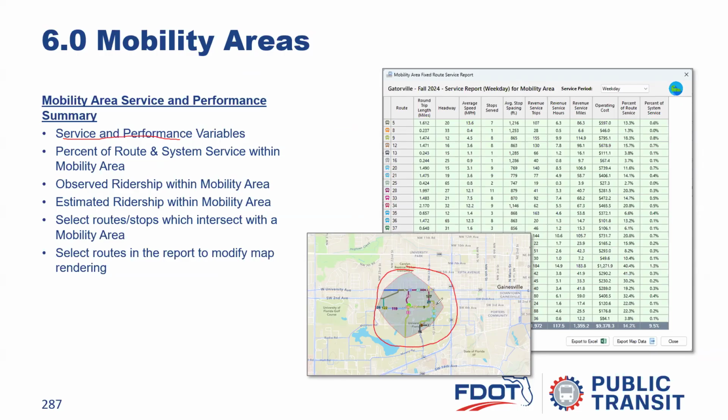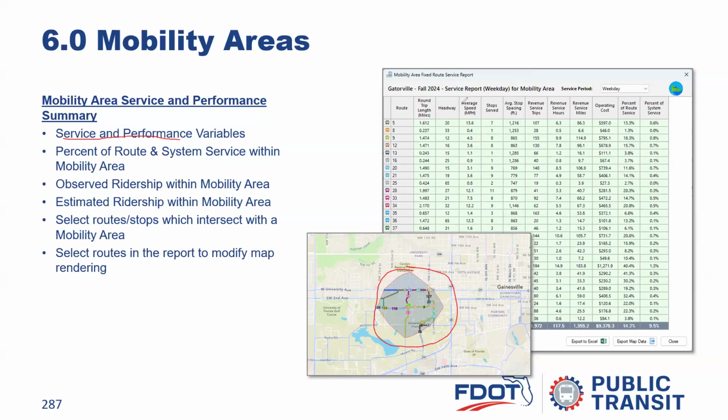So it shows you the map of that and constrains the TBEST map to just this area, but also produces this report, which is a mobility area service report that actually details every route that's inside of this area, how that's running in here, and constrains all of the cost, the hours, the miles, all of those variables get constrained to just what's inside of this area.